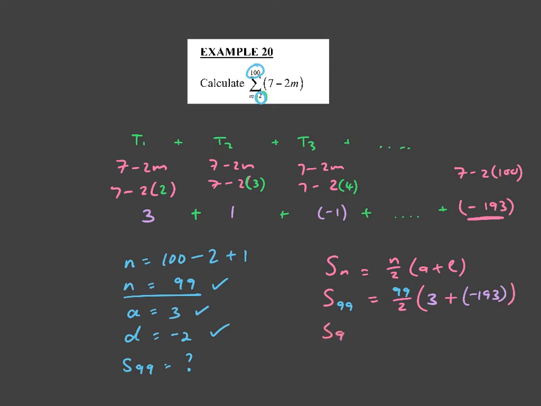Alright, so the sum of the first 99 terms is 99 divided by 2 times minus 190, it looks like. That's a 99, eh? So the sum of the first 99 terms is going to equal minus 9,405.